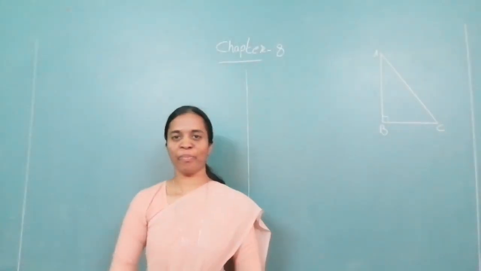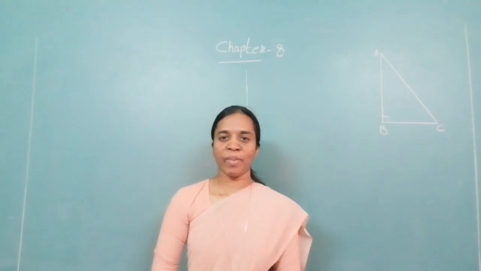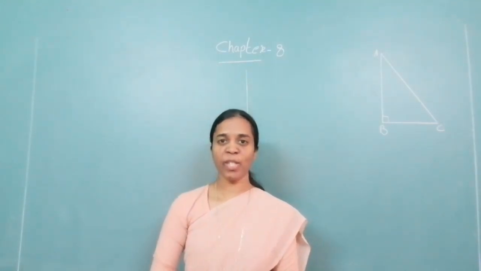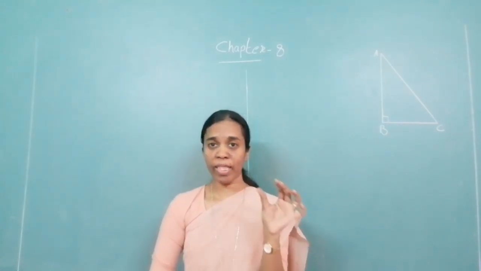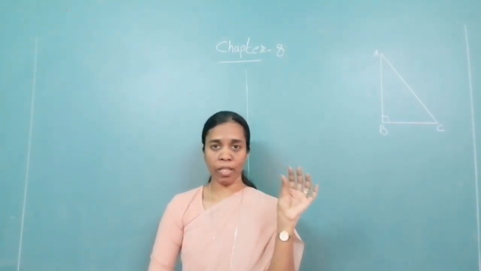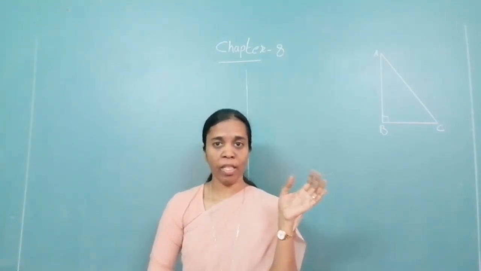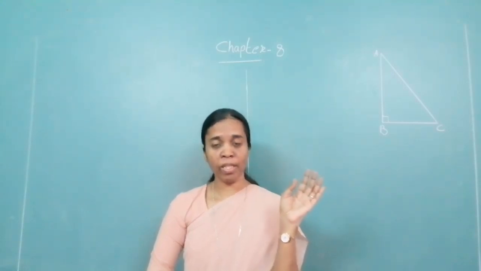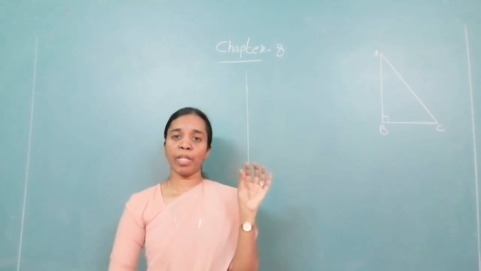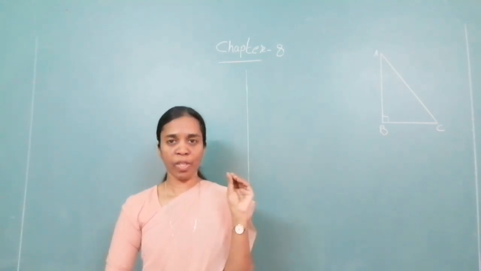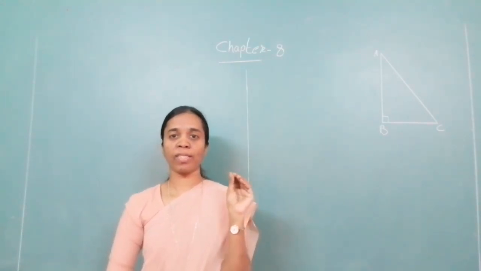Good morning, children. Today we shall see chapter 8, trigonometry. What is trigonometry? From the word itself, tri for three, gona for sides, metry for measurement. So trigonometry means what? The measurement of three-sided figures. Now which are the three-sided figures?